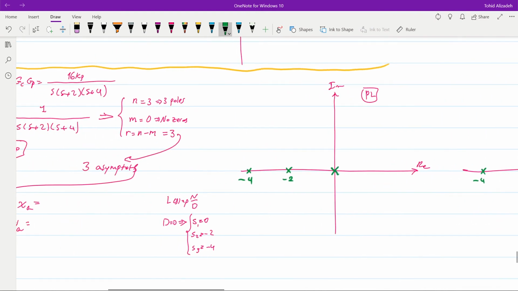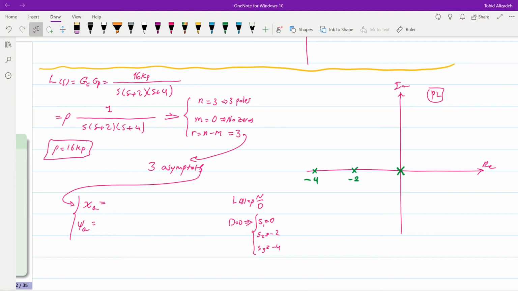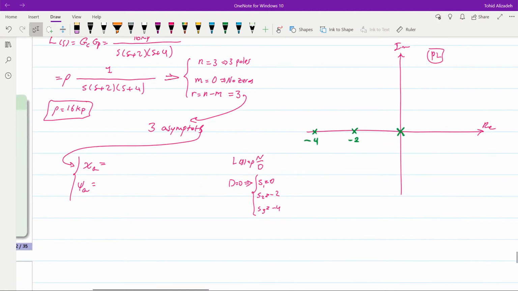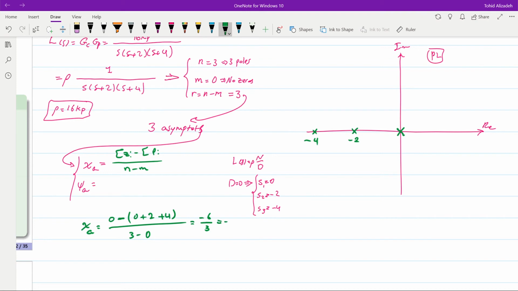Then we can start to find out the point of abscissa and the angle of the asymptotes and draw the asymptotes later. XA is in the form of sum of zi's minus sum of pi's over n minus m. There are no zeros, so XA will be equal to 0 minus, for the poles we have 0 plus 2 plus 4, over n minus m, which is 3 minus 0. So we will get -6 over 3 or -2. -2 will be the point of abscissa. XA is equal to -2.